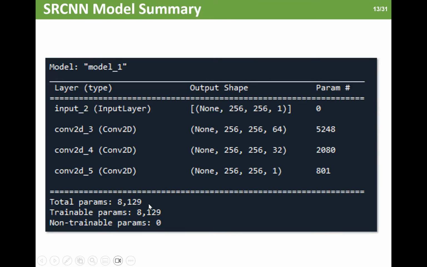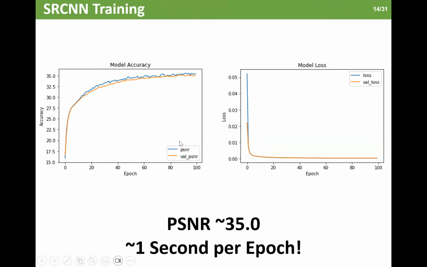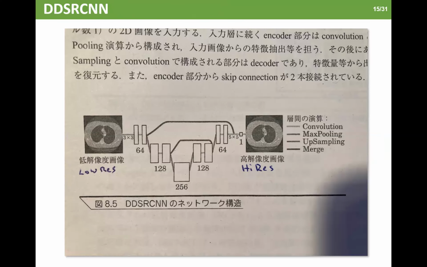It's very light, only 8,000 parameters, which is good. And we can see it trains pretty well. This looks very promising. PSNR 35. It also trained very fast, only 1 second per epoch. I don't remember what hardware this was on, but anyway, it doesn't matter. It's very light and easy to train. But we can do a little bit better.